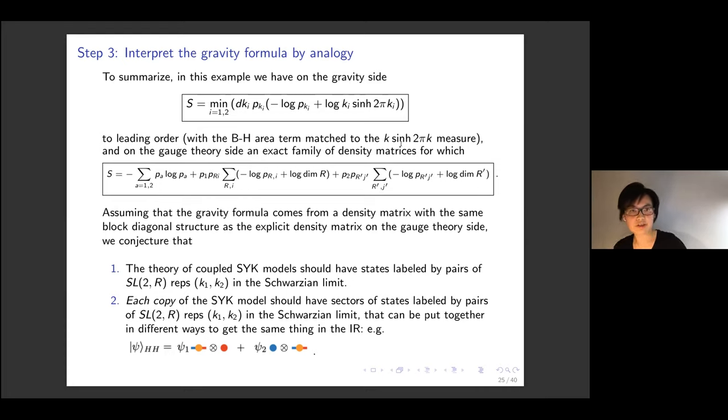So the first of these two points is already known. It's the generalization of the representation basis in JT gravity to include matter. But the second point I think is new, and was the main point of the first of my July papers.